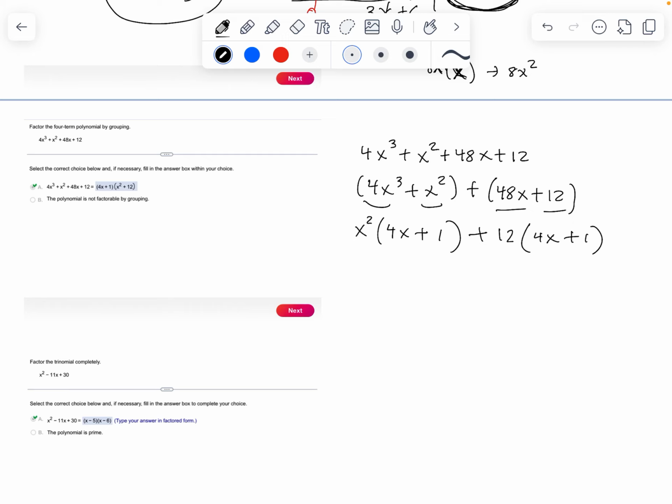And then over here, I'll be left with 1. If I do 12 times 1, it gives me 12. We go back to the previous step. Okay, so this is how we factor.